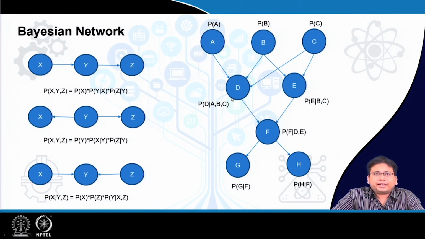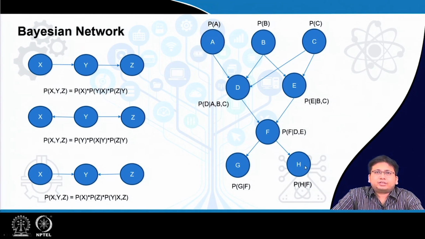Had it been the case, then things would have been much more complicated. So, let us just assume that this is a DAG, that is a directed acyclic graph. Now, if you come to D, it has 3 parents A, B and C. So, its conditional distribution is P of D given A, B, C. But E on the other hand, it has only 2 parents B and C. So, I write P of E given B and C.